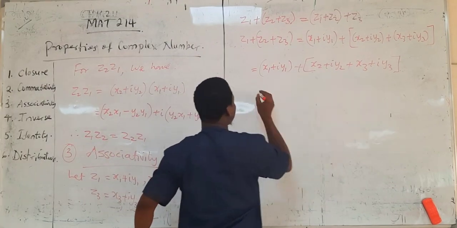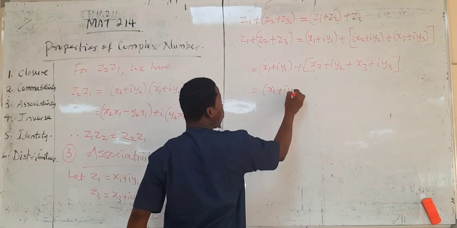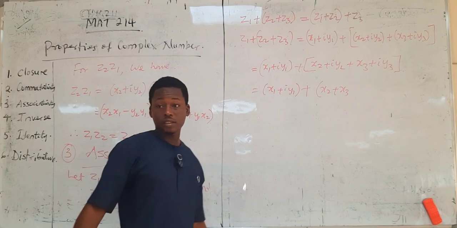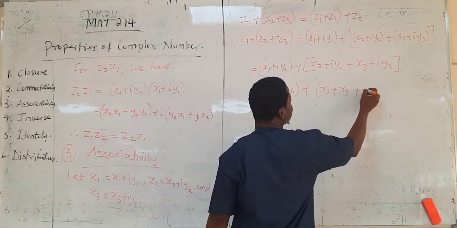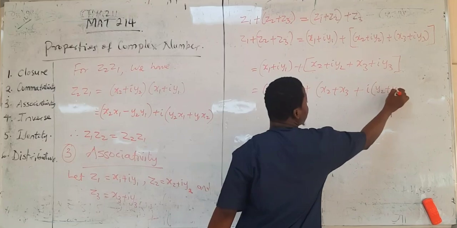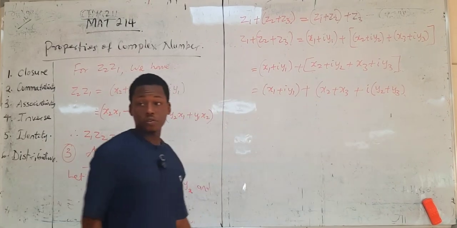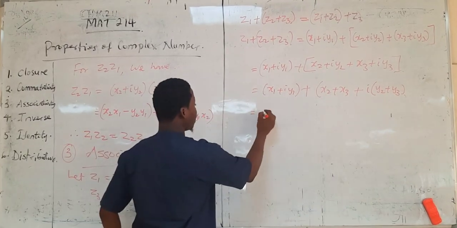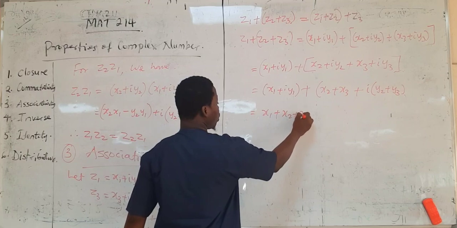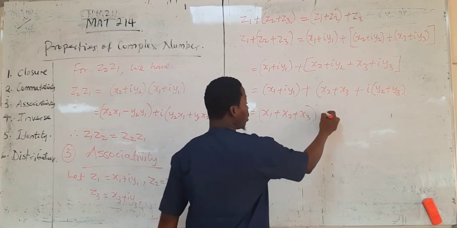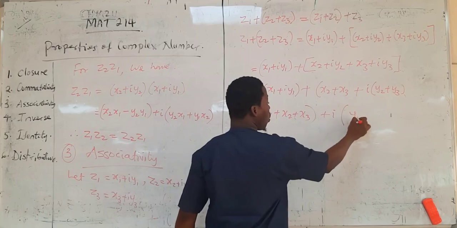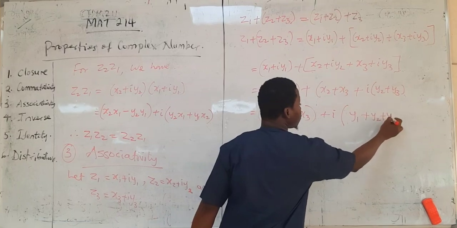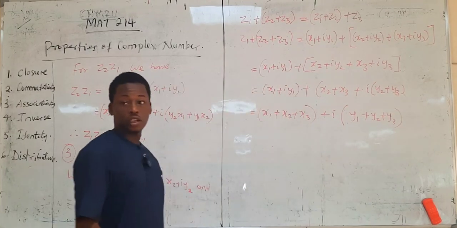So here is equal to x1 plus iy1 plus x2 plus x3. Is that clear? Plus y2 plus y3. So this is what we have. So we can now add the real part and the imaginary part. So we have that x1 plus x2 plus x3 plus i open bracket y1 plus y2 plus y3. So this is the left hand side.